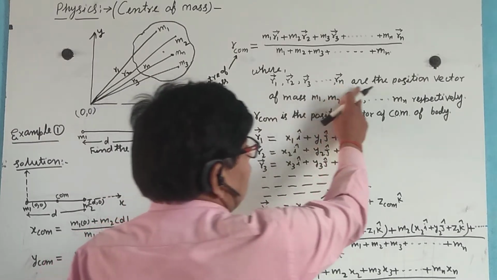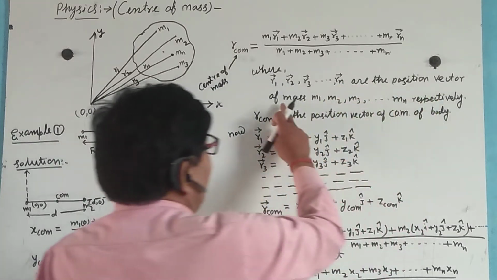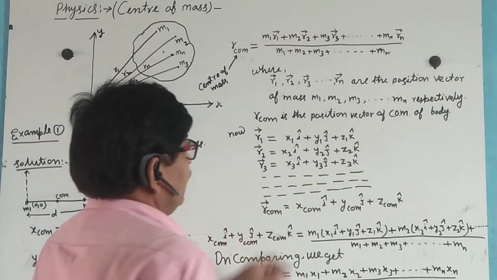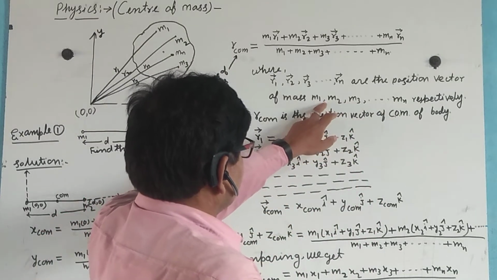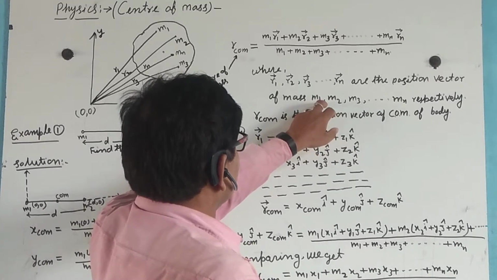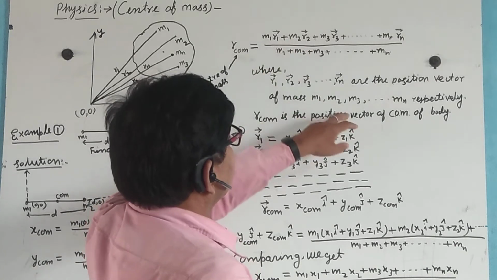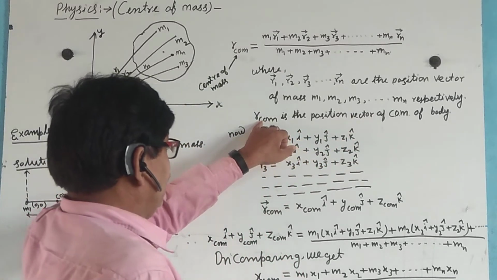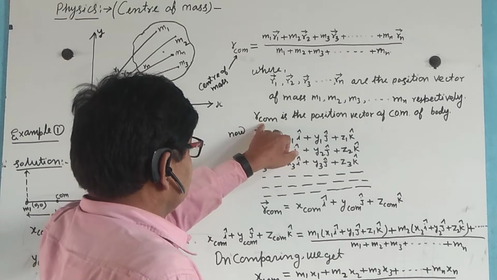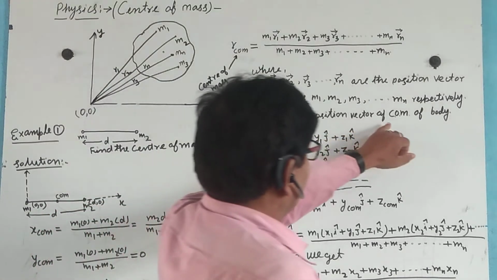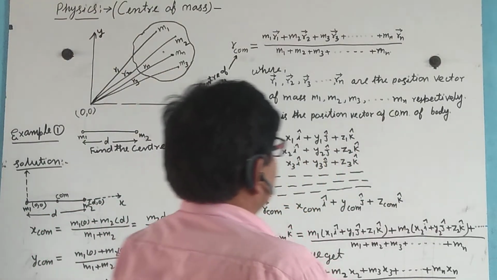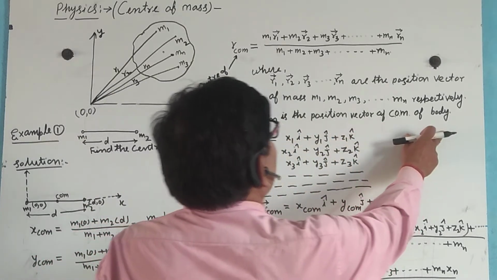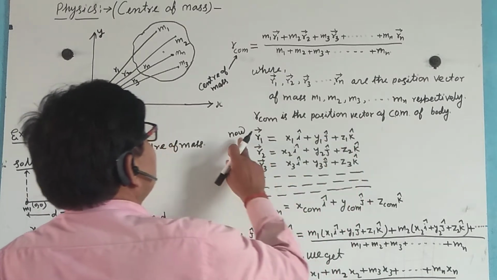where r1, r2, r3 ... rn are the position vectors of the masses m1, m2, m3 ... mn that compose the body, respectively. R_cm is the position vector of the center of mass of the body.